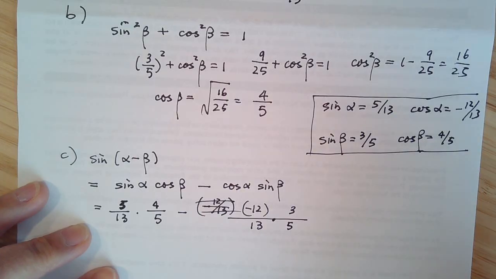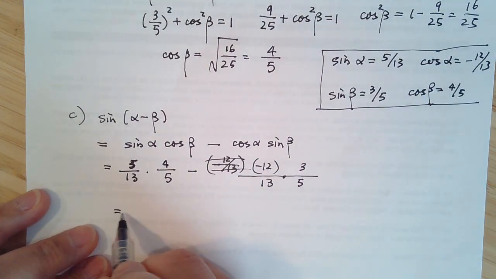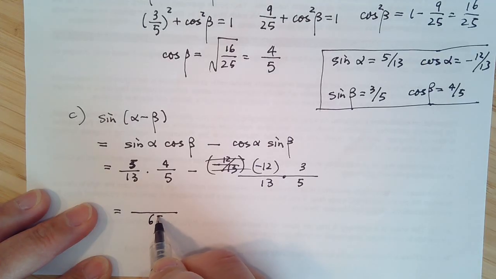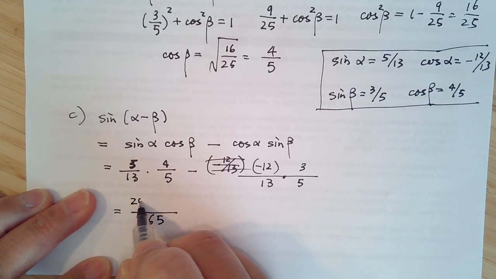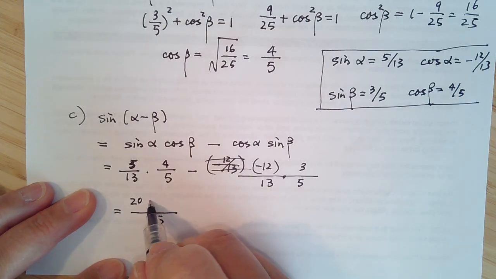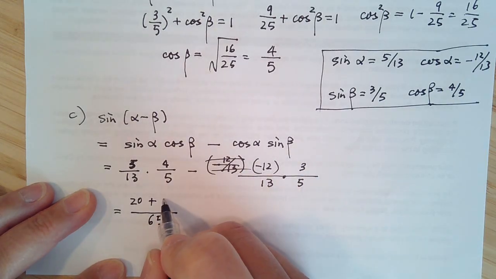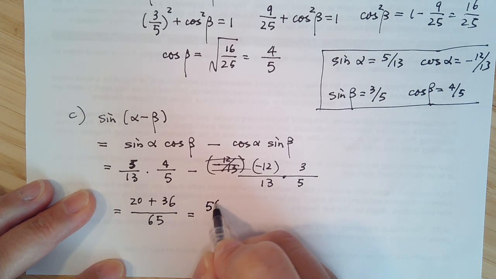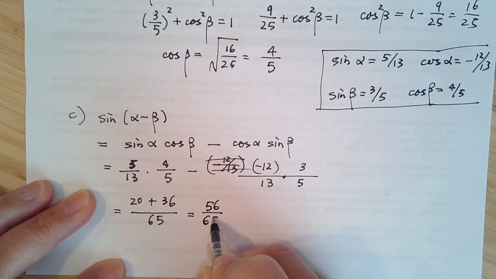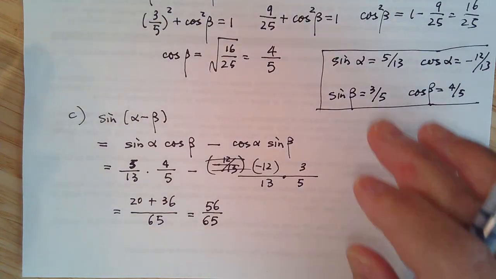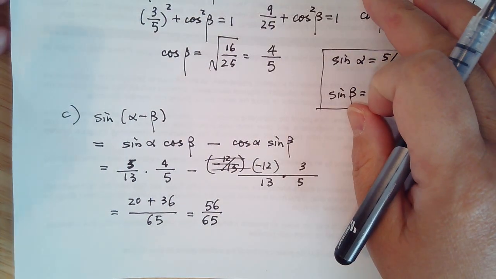All right, so I get the denominator 5 times 13 is 65. The top is 20. Then here is a minus, and here's a minus, so I go plus, and then multiplying, I get 36. So my answer is 56 over 65. That is the exact value of sine alpha minus beta.